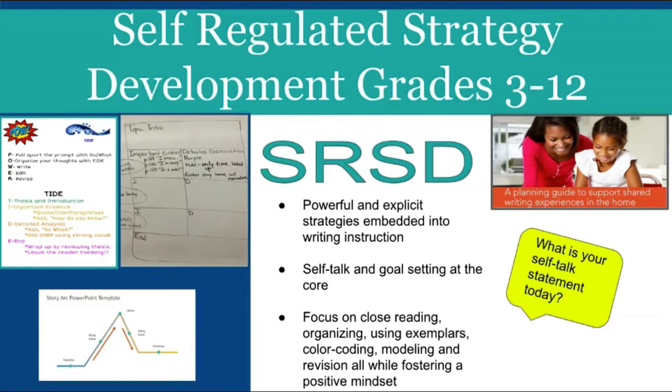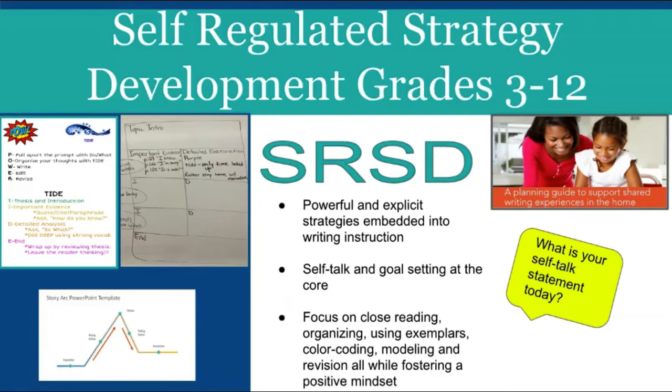While working through self-regulated strategy development, we focus on close reading to begin with, which we've said all the way up as well, that critical thinking of looking at how a text is written and being able to analyze it. Organizing: we teach the students to not just jump into writing, but slow down and think, organize, and plan. We use a mnemonic called TIDE for that, for informational and literary analysis and opinion.